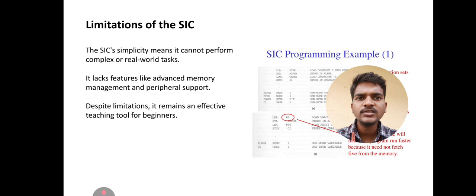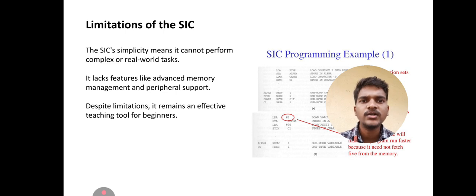There are some limitations of the SIC. Its simplicity means it cannot perform complex or real world tasks. This simple instructional computer cannot perform real world tasks and some complex problems, and it lacks features like advanced memory management and peripheral support. It is not like our computers and will be lagging behind. But despite the limitations, it remains an effective teaching tool for beginners.